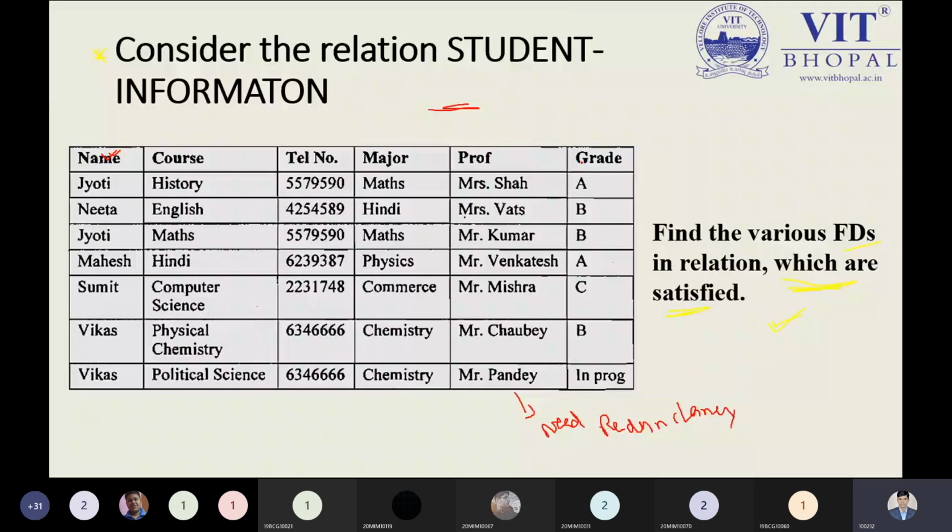So after understanding this point, now I'm coming back to my question. Consider the relation student information. Here we are not talking about identifying what kind of relationship we are having. We have to just find the dependencies only. Are the course and dependent name also having a relationship? So let us understand. We are not required to identify the type of the dependencies.